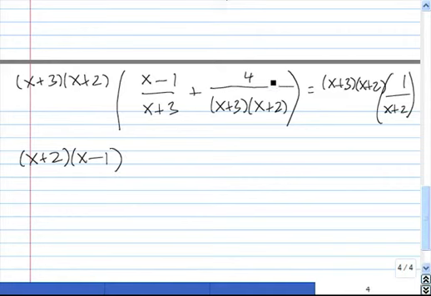Next, we move on and distribute it to this guy. So the x plus 3 cancels with the x plus 3 in the bottom, and the x plus 2 in this top cancels with the x plus 2 in this bottom. So we're simply left with 4 in this piece. And finally on this side, the x plus 2 cancels with the x plus 2 in the bottom, and we're left with x plus 3 times 1, or just x plus 3.